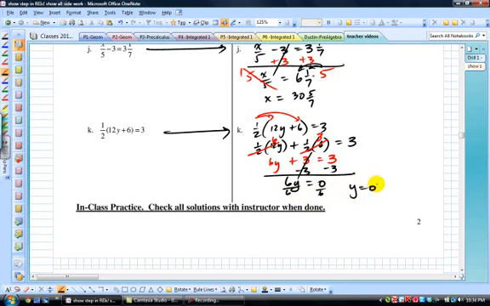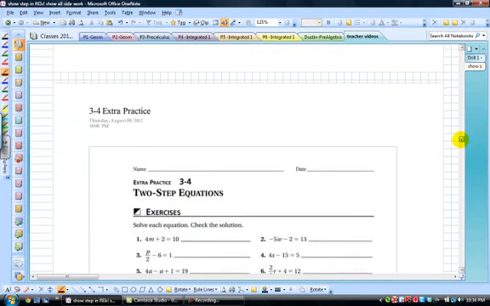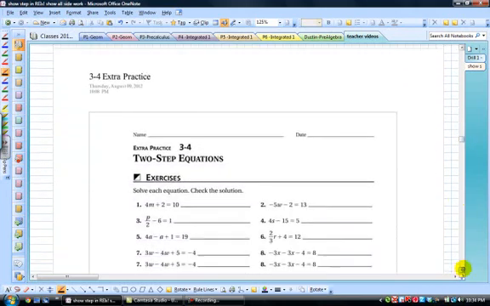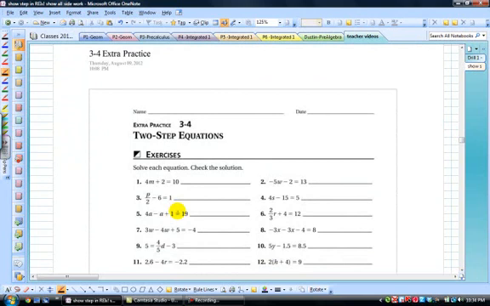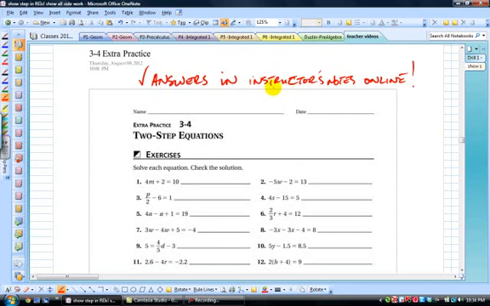Okay? There we go. Alright, then what I want you to do is turn the page and get started here. Do this work here. Check your answers in the instructor's notes online.